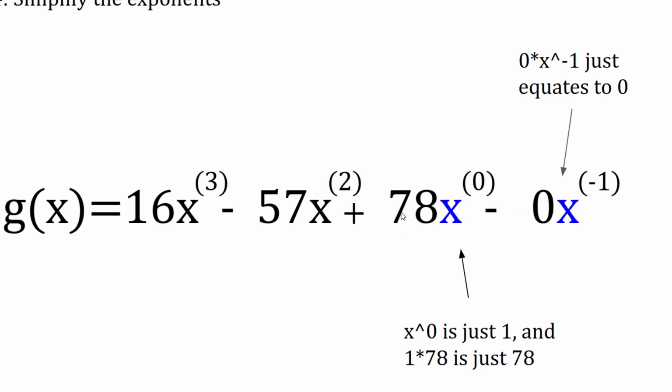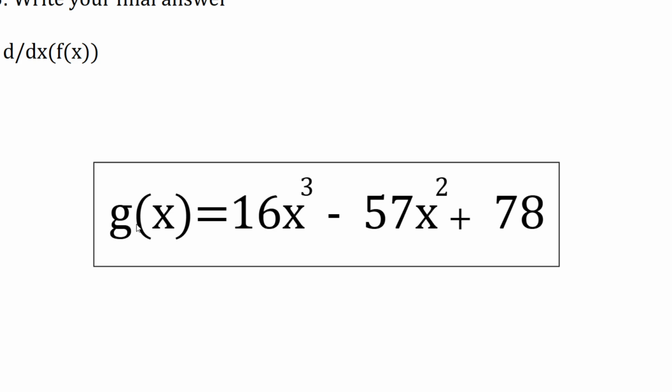So 78x to the power of 0, we know that anything to the power of 0 is 1. 1 times 78 is just going to be 78. And for this last part, if you do x to the power of negative 1, and then you multiply it by 0, you would just get 0, as 0 times anything is going to make 0. So the final answer is going to be g of x is equal to 16x cubed minus 57x squared plus 78.